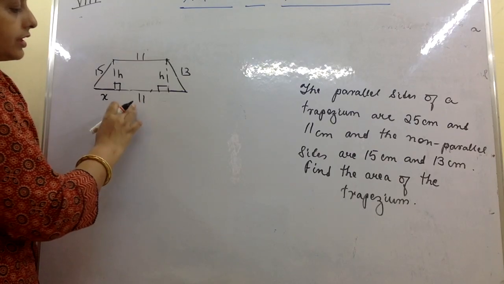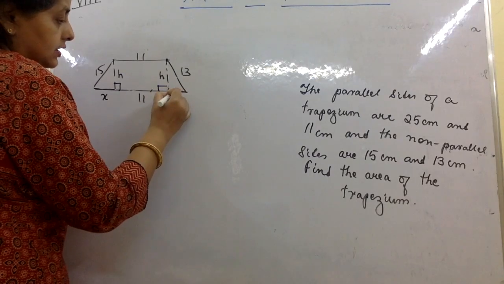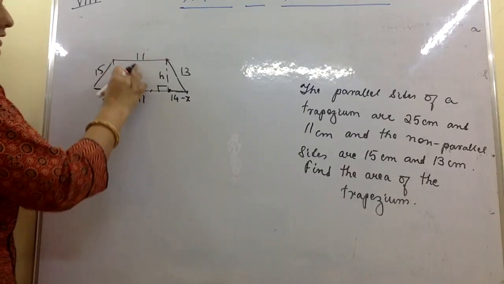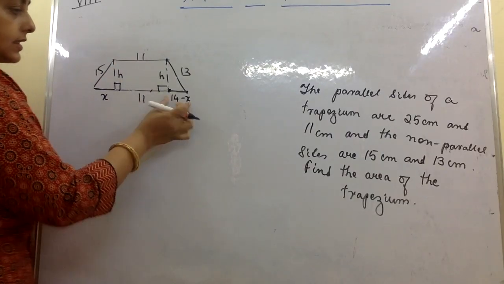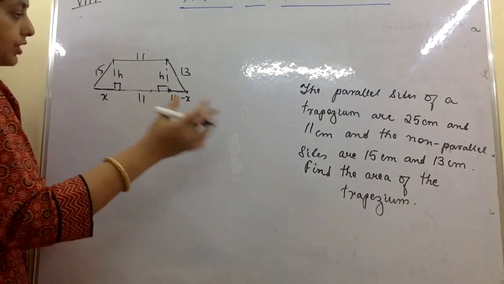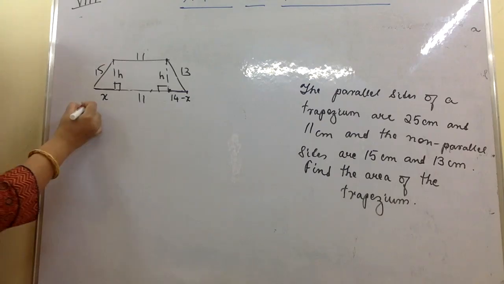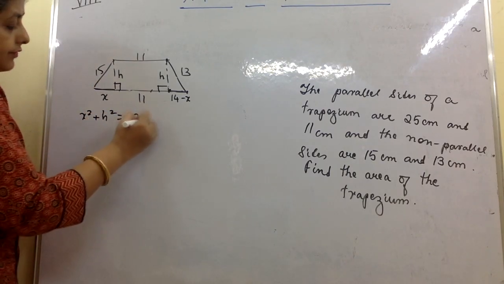14 here. From 14, one part is x and the other part I can say is 14 minus x. Okay, because 25 minus 11 is 14, x and 14 minus x. So this plus this gives me 14 again. Now I'll do some Pythagoras theorem. So for this triangle, x square plus h square is equal to 225.